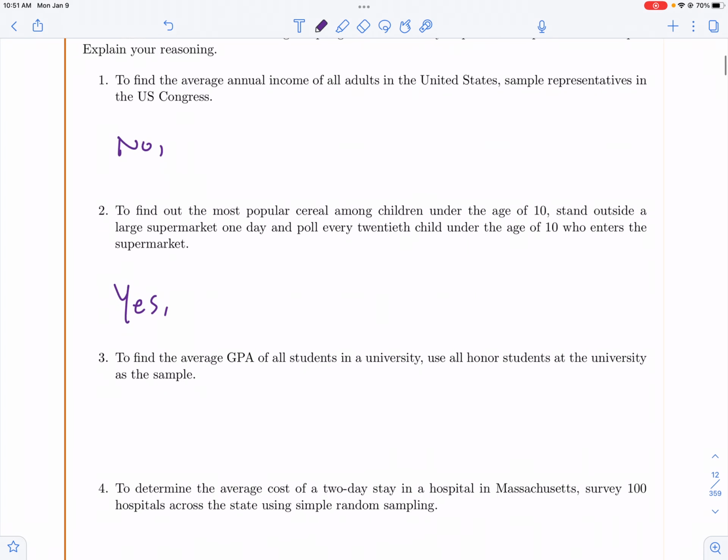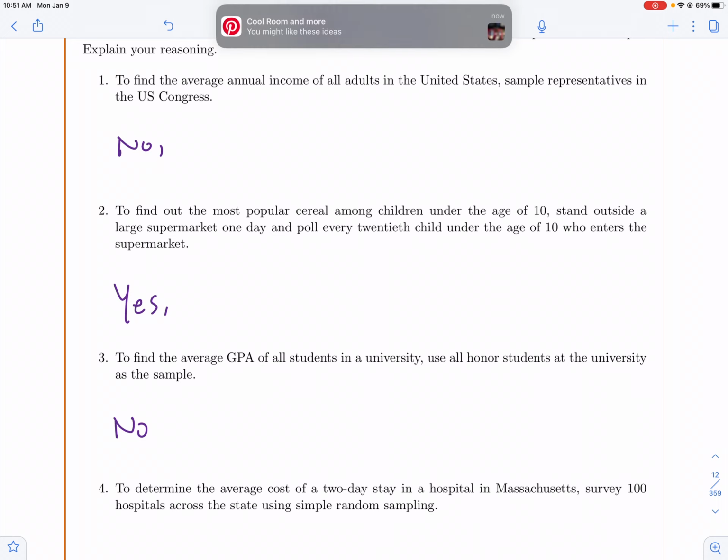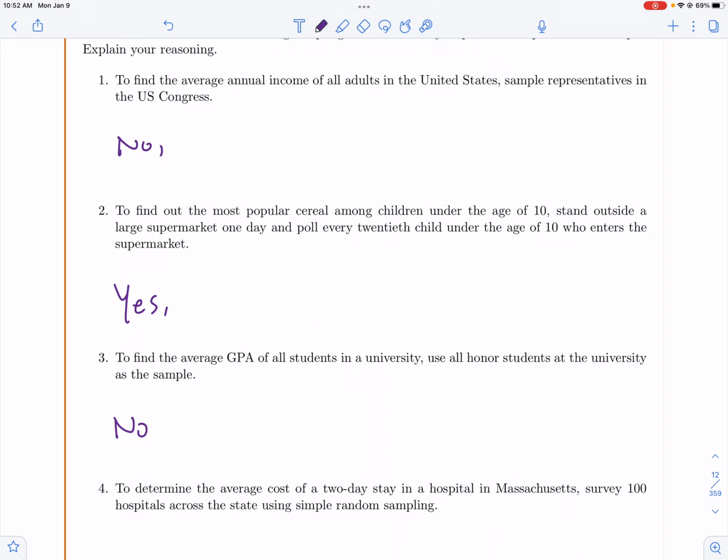To find the GPA of all students in a university, use all honor students at the university as the sample. Again, probably not the best idea for this one, because if you're in the honors college, you probably have to have a certain GPA to begin with. So this may not actually reflect what the GPA of all the college students looks like.